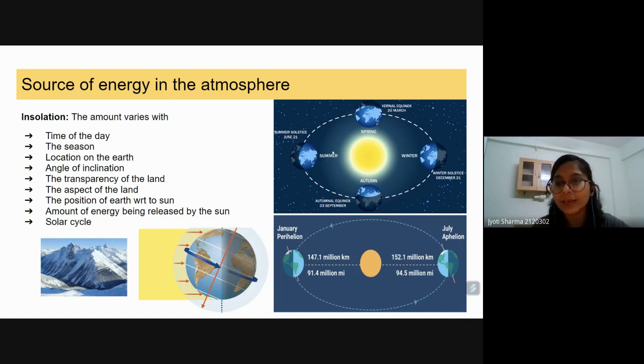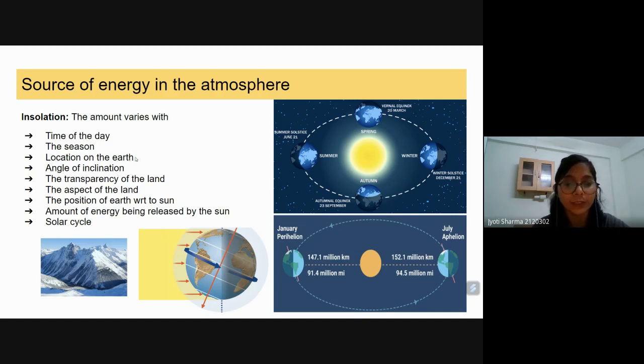Here we can see the seasons are formed because of the rotation of the earth around the sun in this circle. So in the summer there is a different kind of insolation. In the autumn a different region gets insolation. In the winter there is a different region that gets insolation. So the amount of insolation varies with the season also.